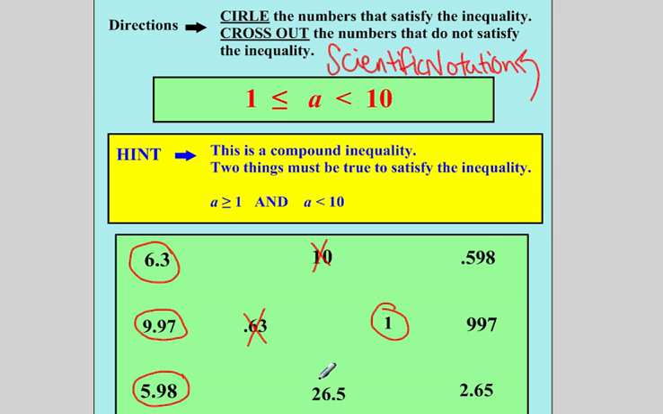This number is not okay because it's too big. It's greater than 10. This number, not okay. It's too small. It's less than 1. This number, not okay. Too big. It's bigger than 10. And this is the last number on this page that is okay. It's between 1 and 10. It's about 2.